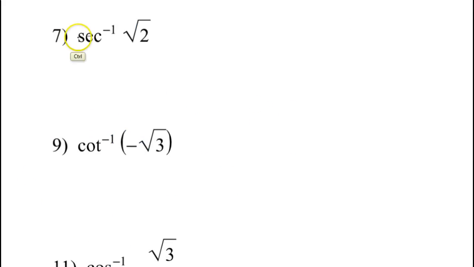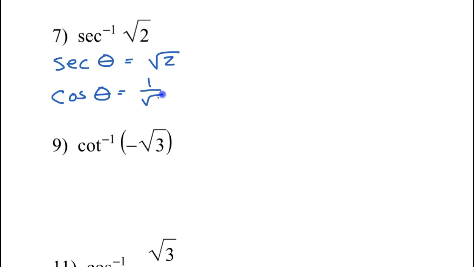All right, for number 7, inverse secant of radical 2. You should be thinking, okay, the secant of what angle is equal to radical 2? Well, the secant is the reciprocal of the cosine function. So this would be the same as asking the cosine of what angle is equal to 1 over radical 2. Now what is the reference angle? Because that's really what you're asking yourself first. So cosine of pi over 4 is 1 over radical 2. So that means that's the reference angle.